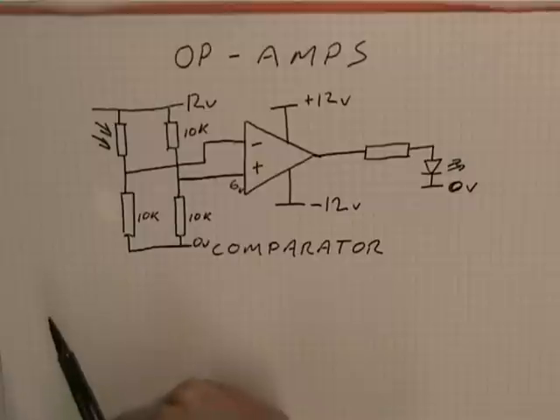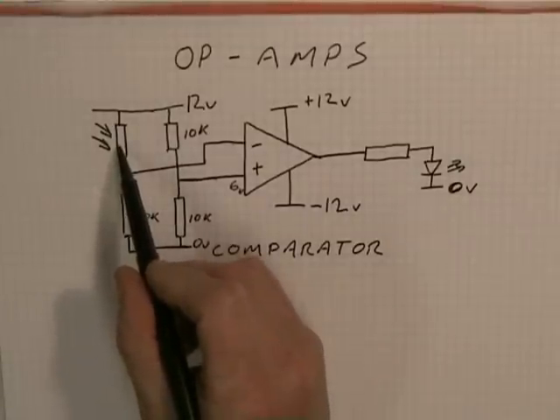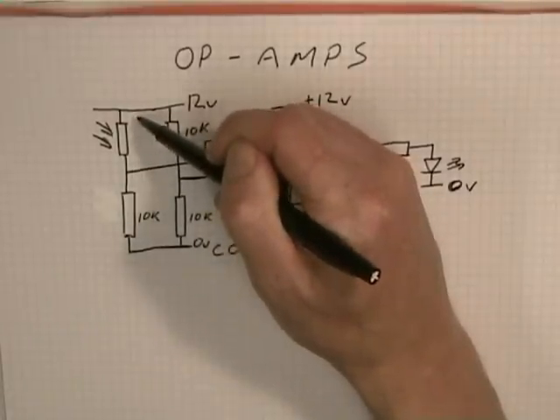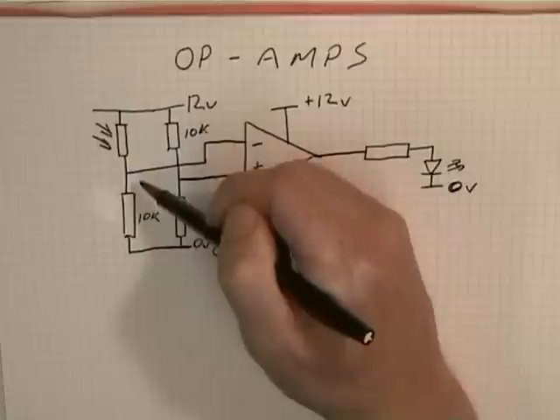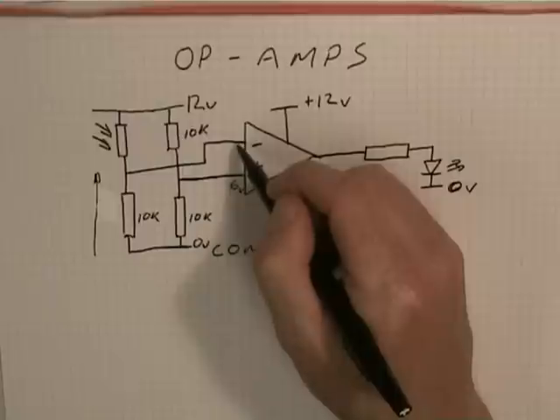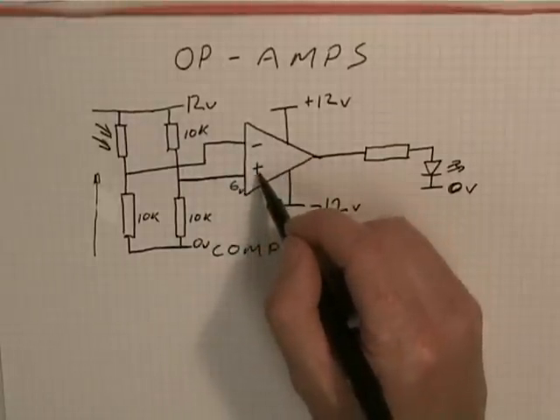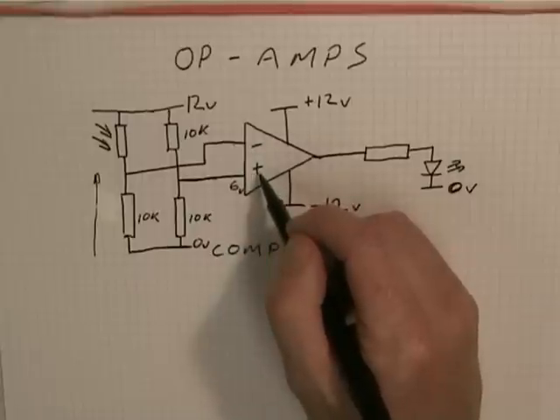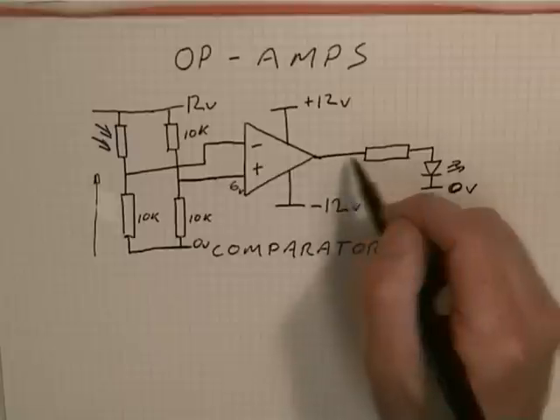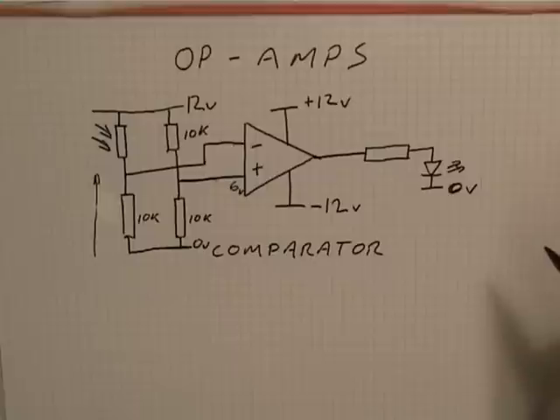So in the dark, the LDR has a high resistance. So in the dark, high resistance, so the proportion of voltage here will also be large. So in the dark, that voltage will be large. This voltage here will be small in the dark. So that means that there is small in the dark. The non-inverting input will probably be bigger than that one. So in the dark, non-inverting input wins. So this goes high and the light comes on. So the LED will come on in the dark.